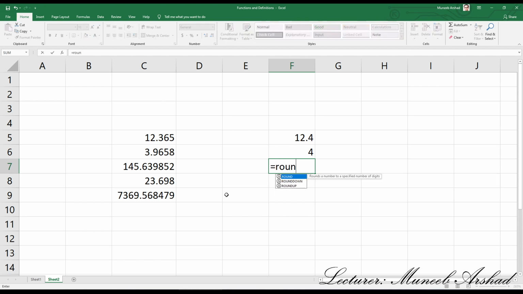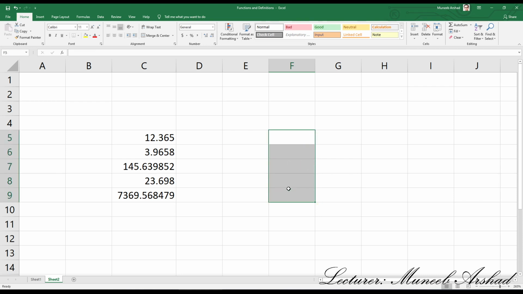For the third example, ROUND, you specify the number, put in a comma, one decimal place, enter, you get 145.6 because the next number to 6 is 3 and 3 will not allow 6 to be rounded off to the next value, which is 7. So the answer remains as 145.6. I hope the concept is clear.